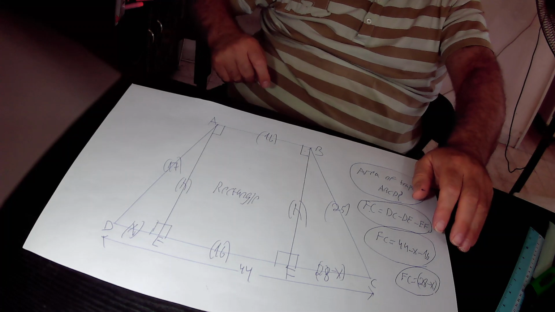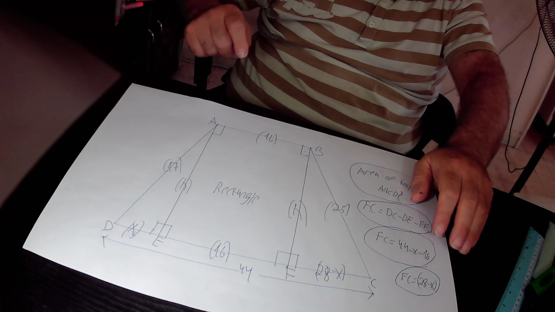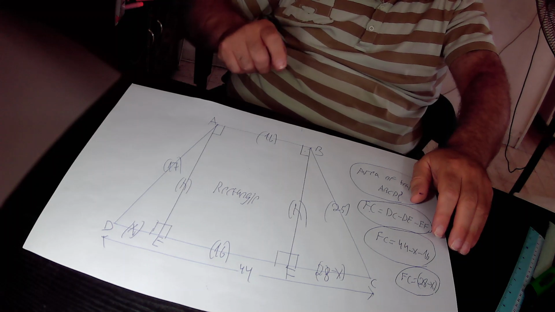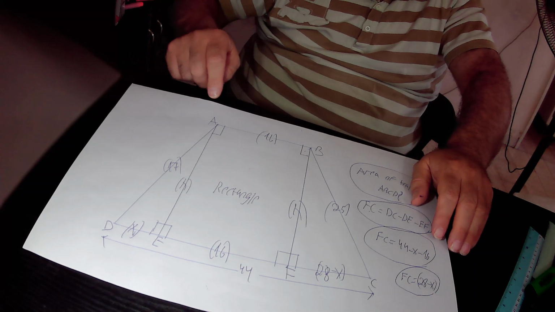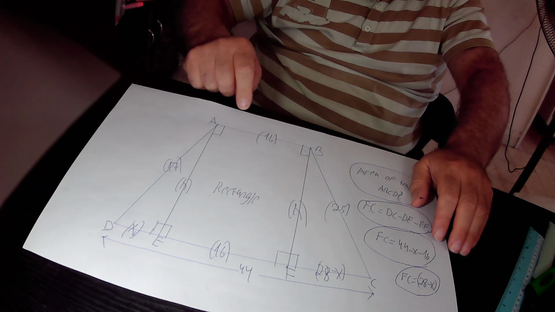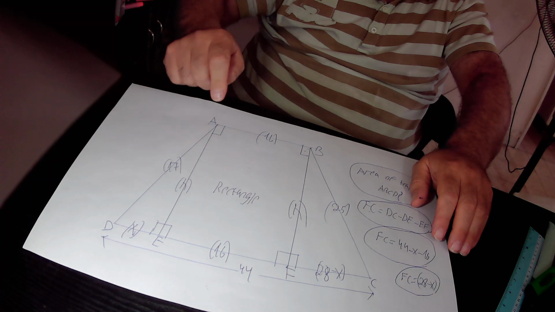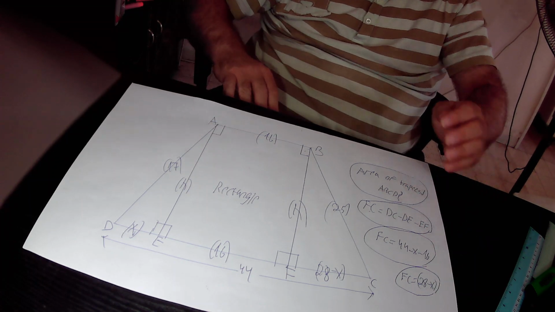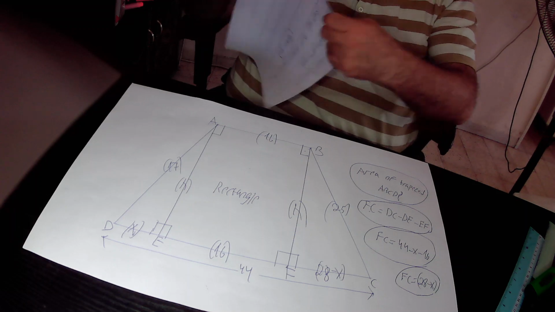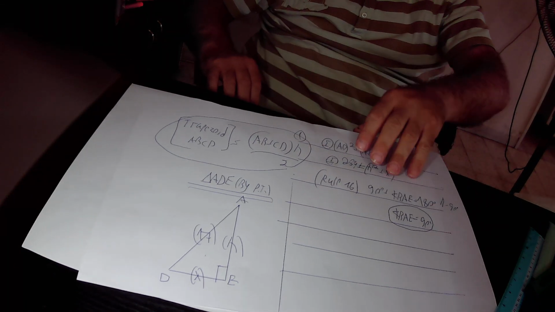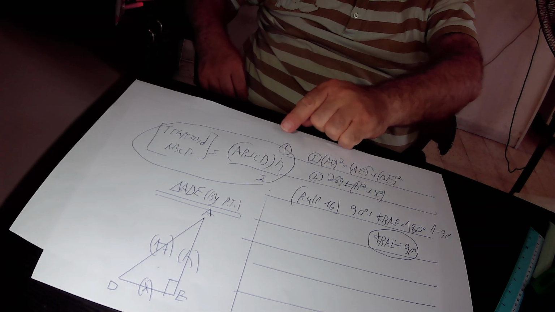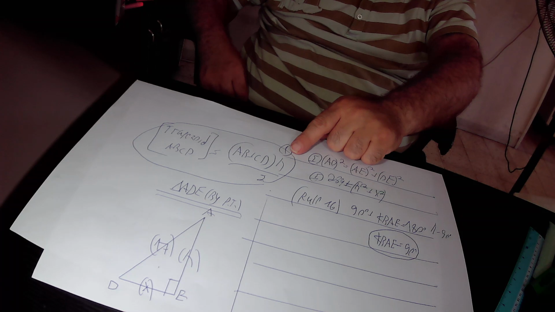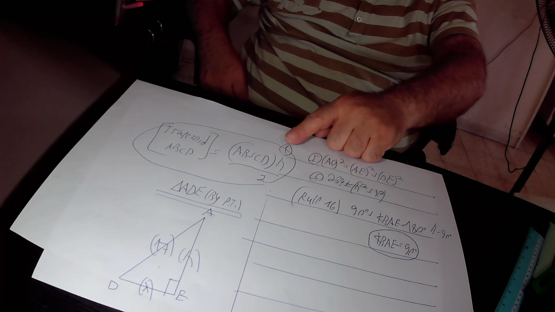Actually, we know that the area of any trapezoid equals the sum of its two parallel bases times the height over 2. Therefore, the area of our trapezoid ABCD must be equal to AB plus DC, that is the sum of its two parallel bases, times the height h over 2. The height h must create 90 degrees with the two parallel bases AB and DC.